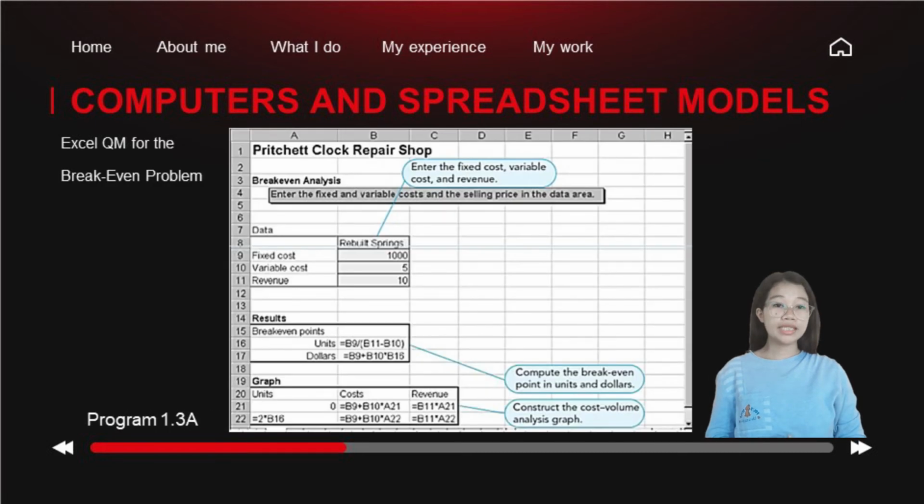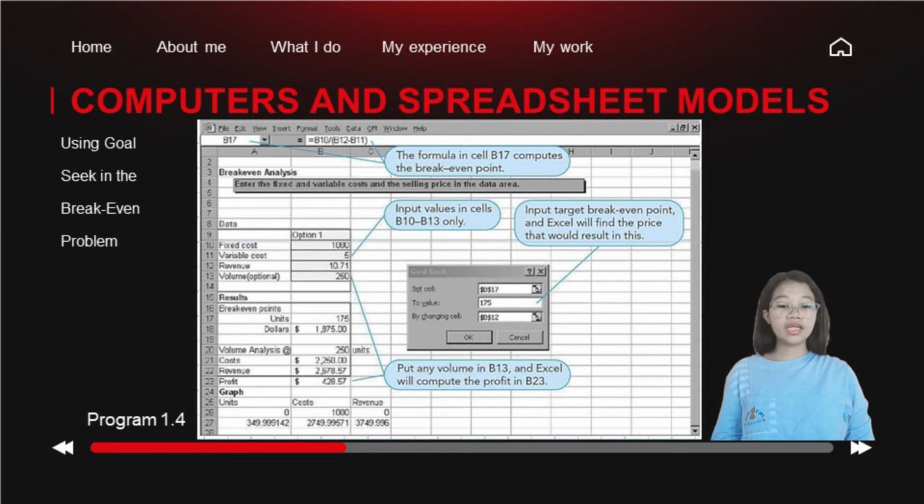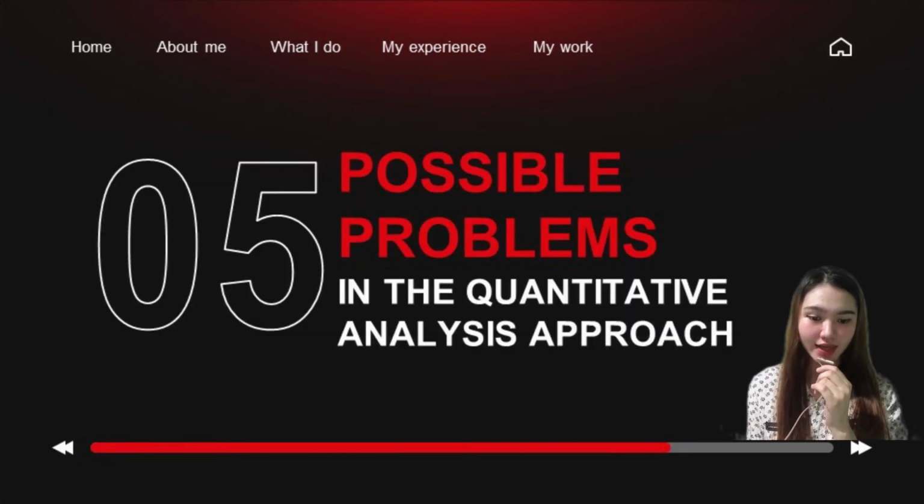If you are already in Excel, just enter the data of the fixed cost, variable cost, and revenue or profit. Then compute the BEP in units and dollars. Then construct the cost volume analysis graph. So finally, here is an example of the complete data in Excel QM. And next, the possible problems in the quantitative analysis approach.